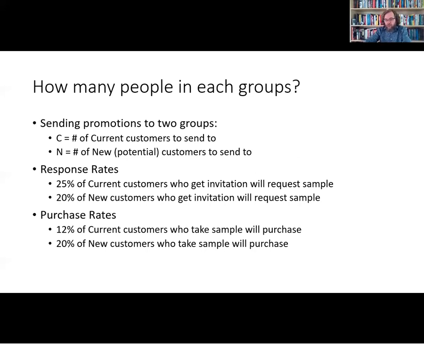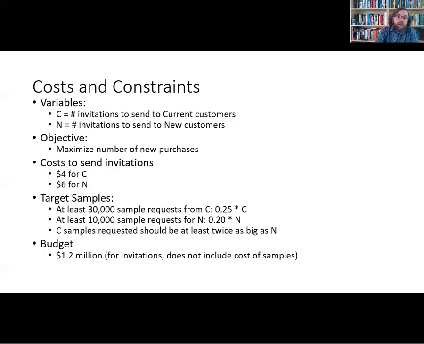Then we also assume that we know the percentage of sample recipients who will make a purchase decision. We are using 12% for current customers and 20% for new customers. Our objective is to maximize the number of new purchases that get made. We could change that to be total profits or something if we wanted to.